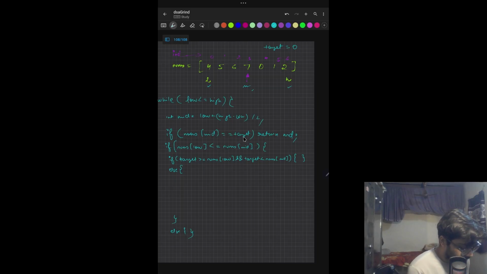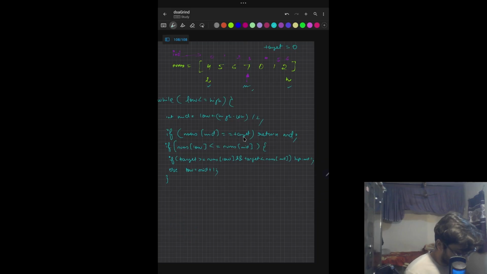If the target is not between this, okay, so it is not between that, then it should probably be between mid and high. So we will move low to mid plus 1th position. Okay, that's easy. And if it is inside that, then we will move high to mid minus 1th position. Cool. That's the if part.